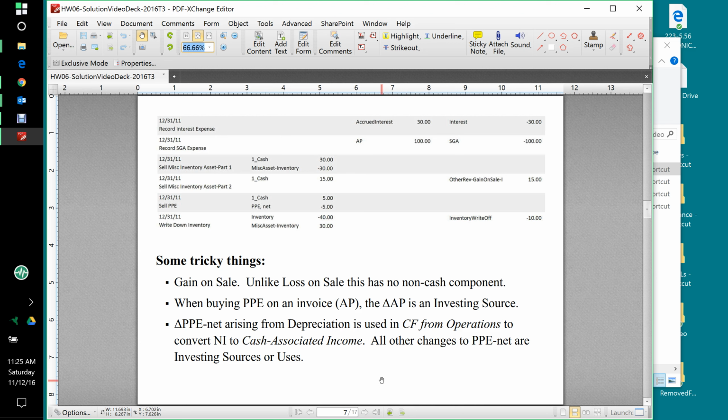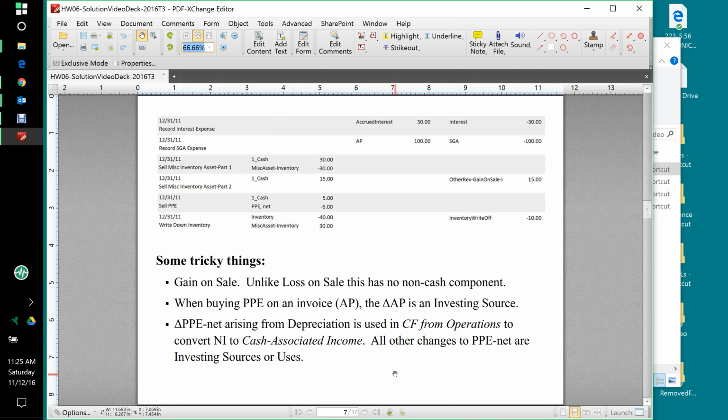Also, when buying property, plant, and equipment on an invoice, which will of course result in payables, in this case the increase in accounts payable is going to be an investing source. And a good way to think about that is, if we paid for the PPE in cash, would that be an investing source of cash? Yes, it would. So therefore, the accounts payable has to be investing. So we want to separate that out from operating accounts payable sources.